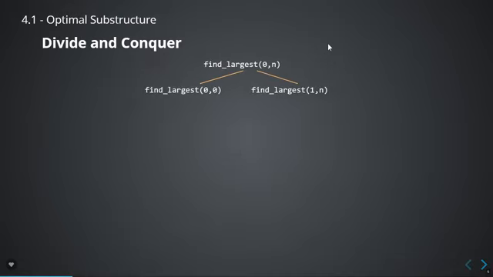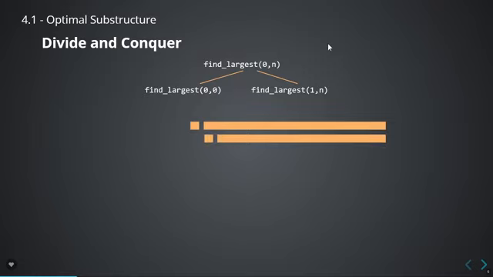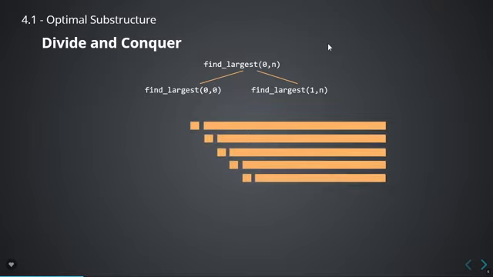Finding the largest element is similar as well. I can divide the array into two parts: the one on the left, just one element, and the one on the right. I'm applying my algorithm again to find the largest element. If there's only one element, then that element must be the largest element, right? But if there isn't, then I can keep on recursively finding the largest element, like so.